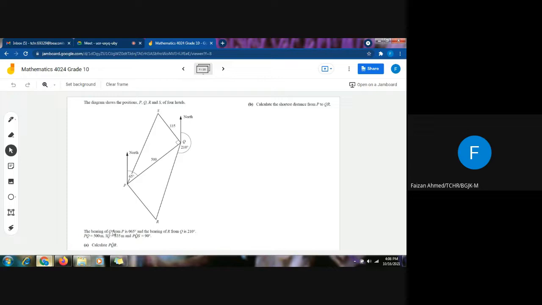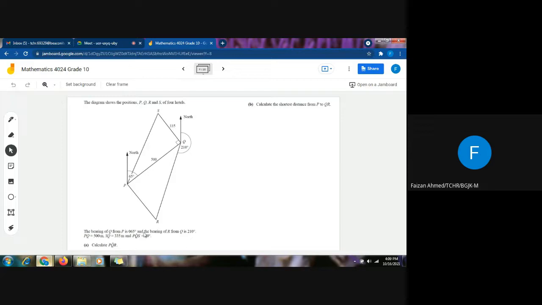The bearing of Q from P is 065. This bearing is 65 degrees, and this is the bearing of Q from P. From P means north is drawn on P, and we have to move in clockwise direction until we reach the line that is joining P and Q. So this is the line. So this is 65. The marking of bearing is very important. First, you have to mark the bearing, and then you have to find out how much angle that would be.